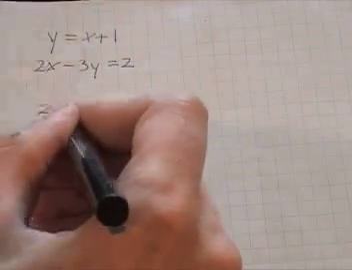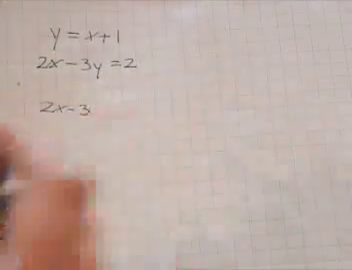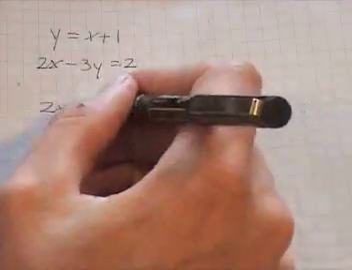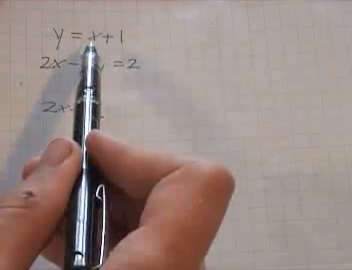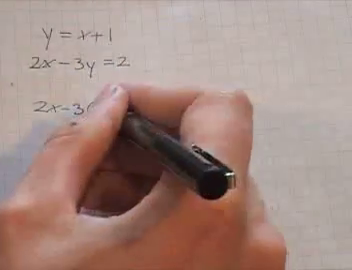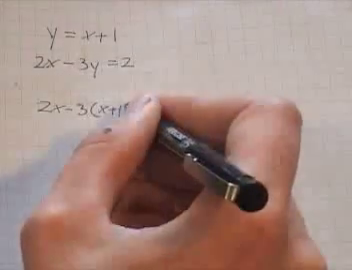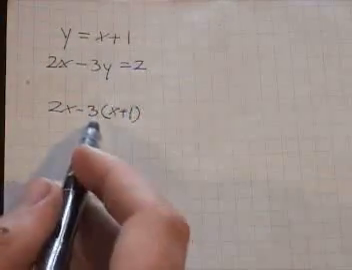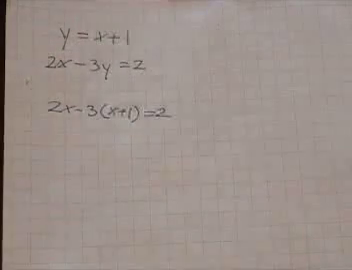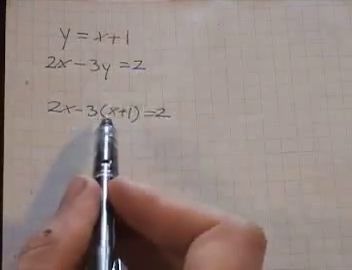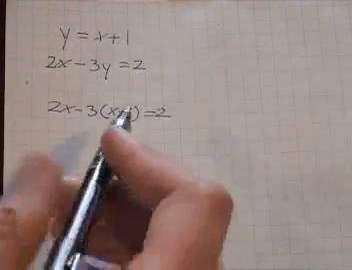So 2x minus 3, but not y. Let's put a parentheses so we can put this in there, this whole term, both these terms. x plus 1 instead of y. Close parentheses there, because you're multiplying it to this, equals 2. Okay, so all we have to do is distribute this 3 out to both of these, and then we'll have something that looks a little bit more recognizable.